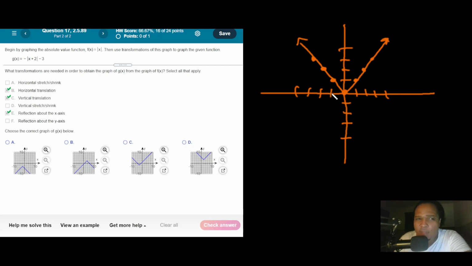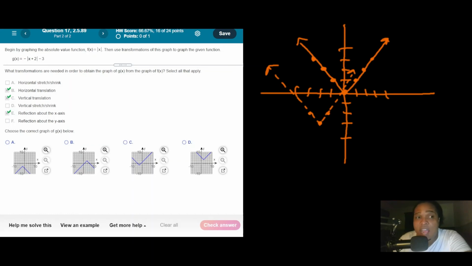We're going to go to the left 2, down 3. So 1, 2, down 3. Coming from here, 1, 2, 1, 2, 3. So look, you're going to have a V that looks like this. And we'll make it dotted. Okay, that's only the translation part, only the shifts.